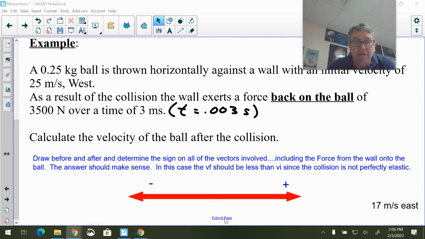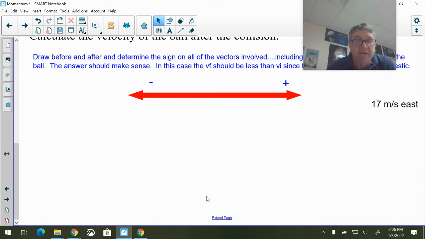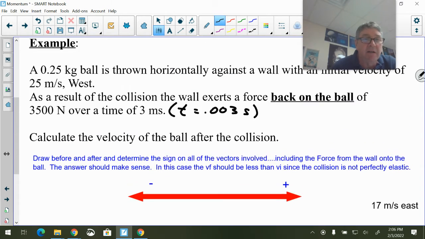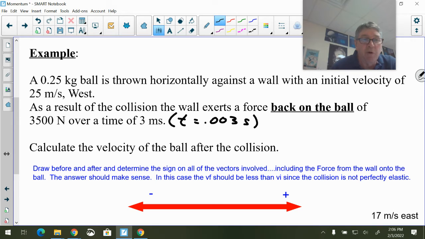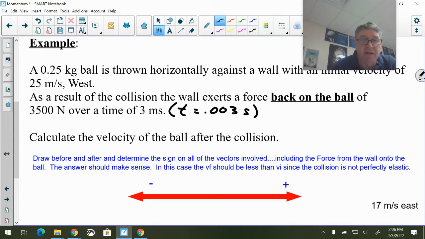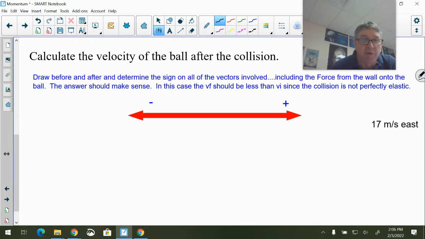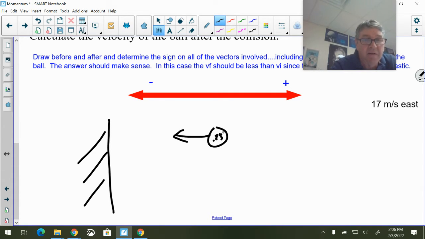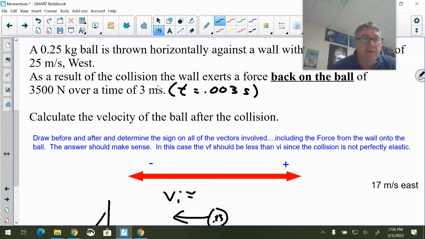The first thing you have to do is draw a picture of what's happening in this scenario. I'm going to be clacking here with my pen. We have a ball coming in, thrown at a wall, and it hits it. The ball is moving to the west. It hits the wall and bounces back to the east. So I'm going to draw a wall here, and the ball coming in. The ball has a mass of 0.25 kilograms. The ball has an initial velocity of 25 meters per second.